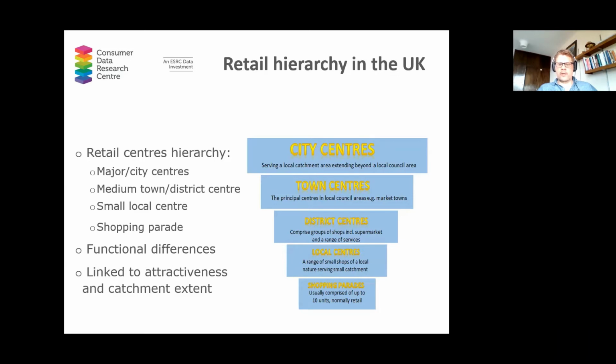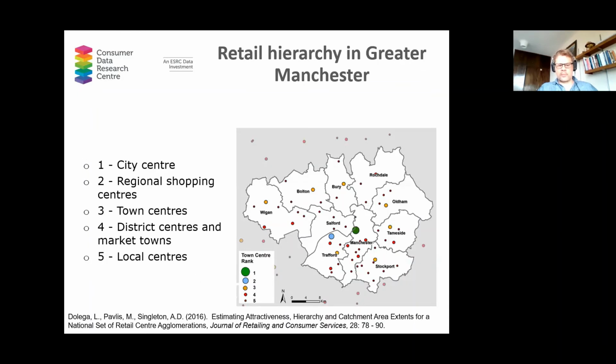We did not include them in our retail center delineation because they are very, very small. These are normally less than 10 units. These are the corner shops where you buy your local Chinese takeaway or the laundrette or something like that. So in terms of the actual hierarchy, there are clear functional differences, as you can see. There are different types of catchments, different retail mix, different uses, and so on and so on. And this is linked pretty closely to the concept of attractiveness and catchment extent. But I'm going to talk about that in a minute.